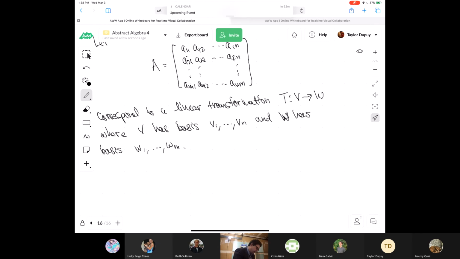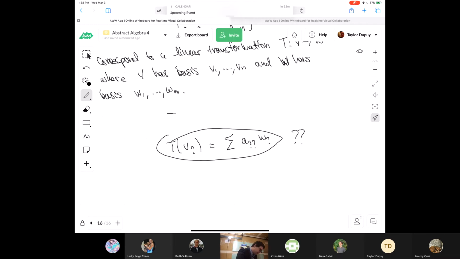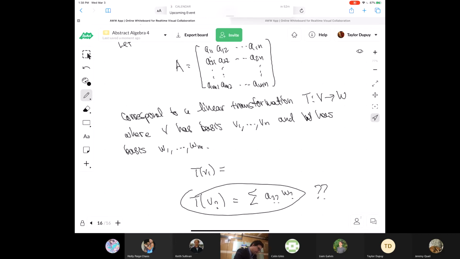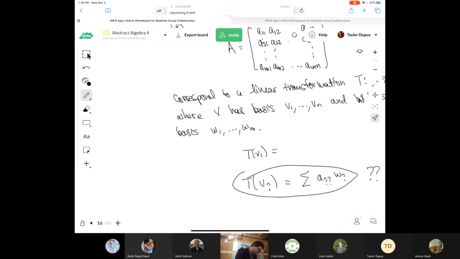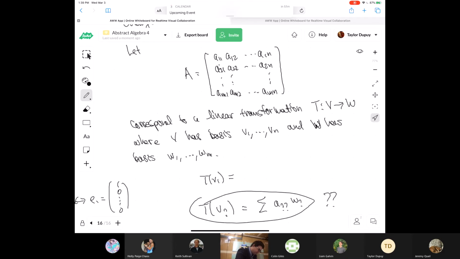I know that TV something is going to be A something something W something, right? But I never remember what goes with what. So what goes with what? I always just do TV1. And I know that V1 under this correspondence corresponds to the first element here, E1, which is (1, 0), like so. So I know I need to sum over this first column.